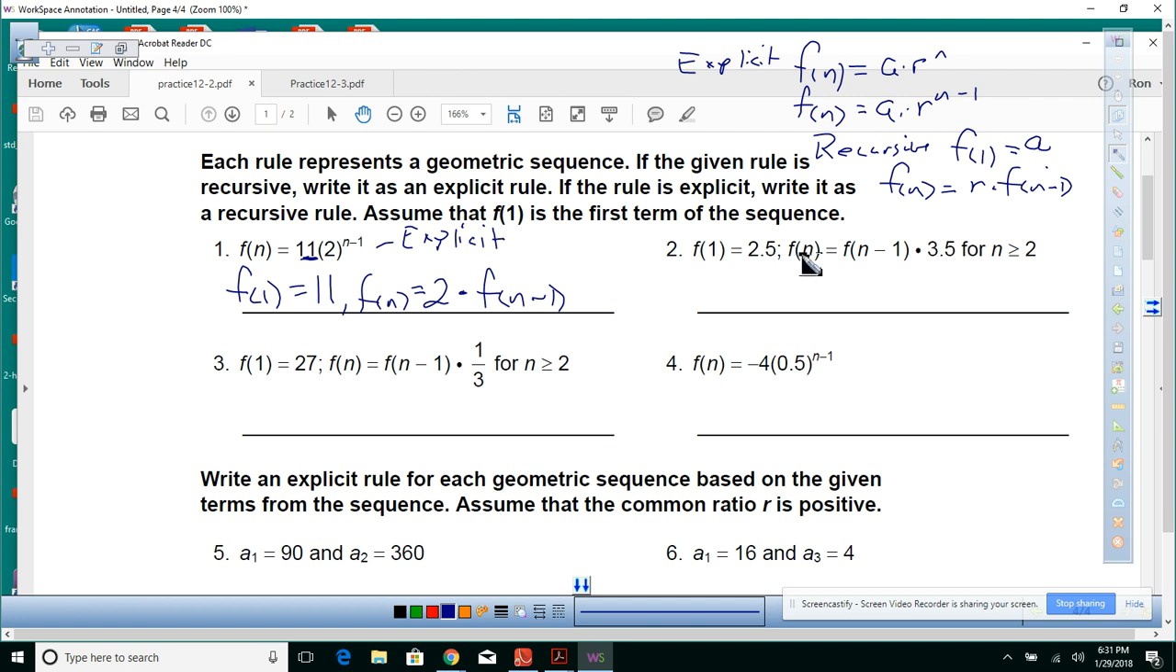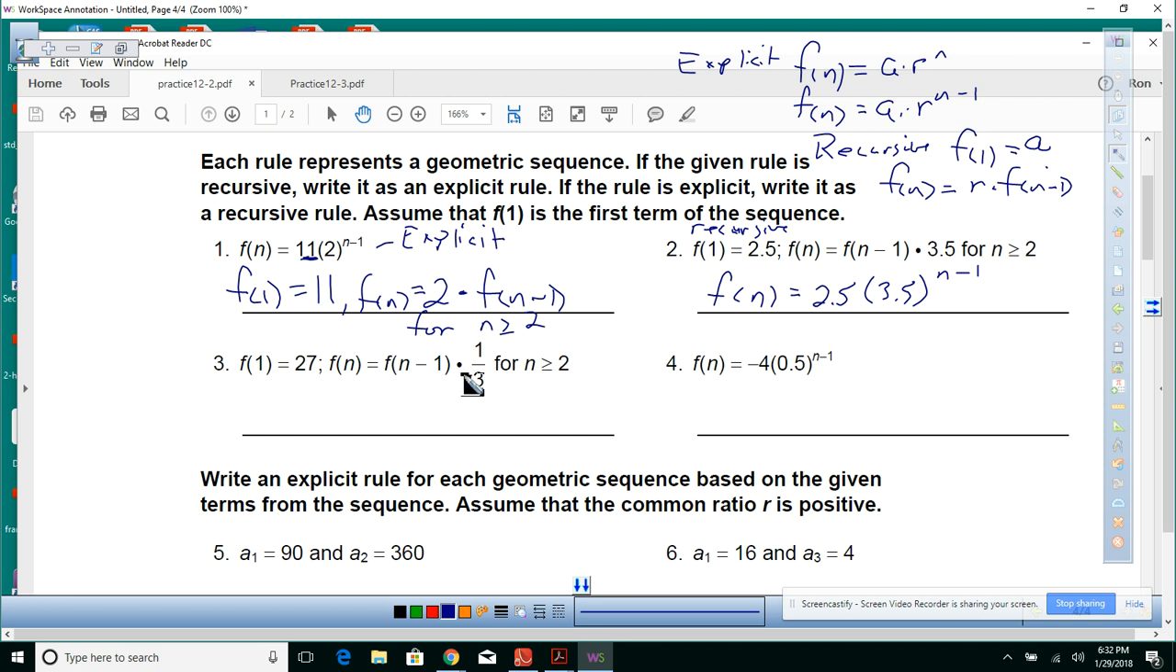Look at number 2. That looks to be a recursive rule, so we need to write an explicit rule for that. So f of n equals a, which would be 2.5, times r, which is 3.5, to the n minus 1. Now over here, I didn't finish that. What did I forget? For n is greater than or equal to 2.